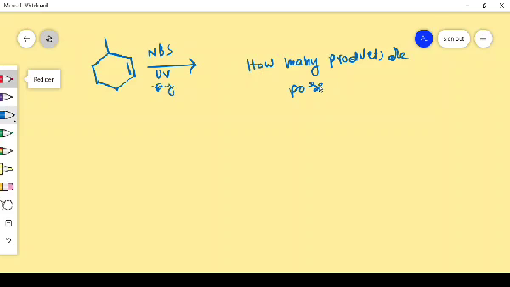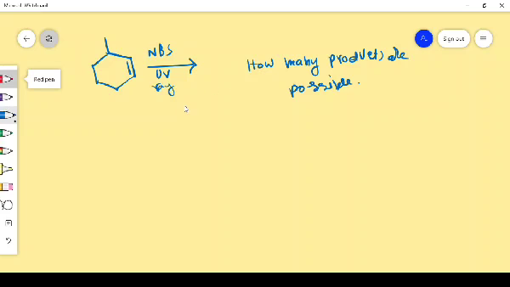How many products are possible, right? How many products are possible? So these kinds of questions are very much common in IIT JEE, so that's why we should go through these kinds of questions, so that we do not feel any struggle or problem during the exam. Okay, so how will we solve these kinds of questions?